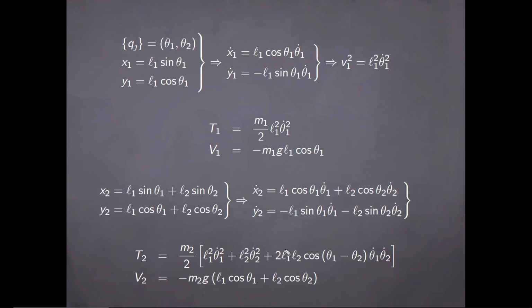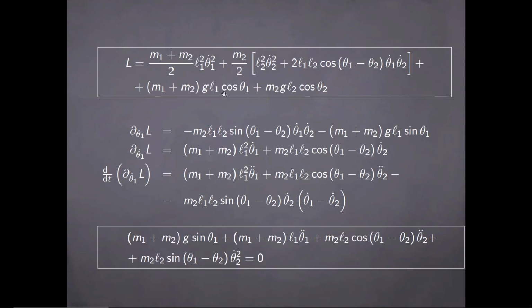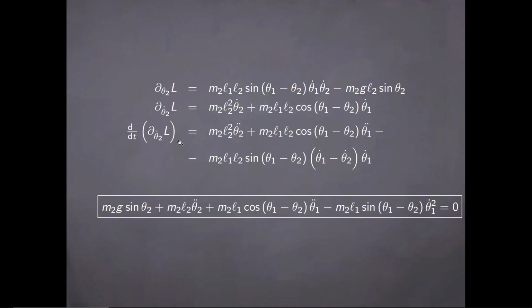So with these two terms, for the energy of the second particle, we can write the whole Lagrangian as given here. And now we can just calculate the equations of motion for each coordinate. So for theta 1, the result should be the one here, assuming everything was done correctly. And for theta 2, the result should be the one here. And that should be all.